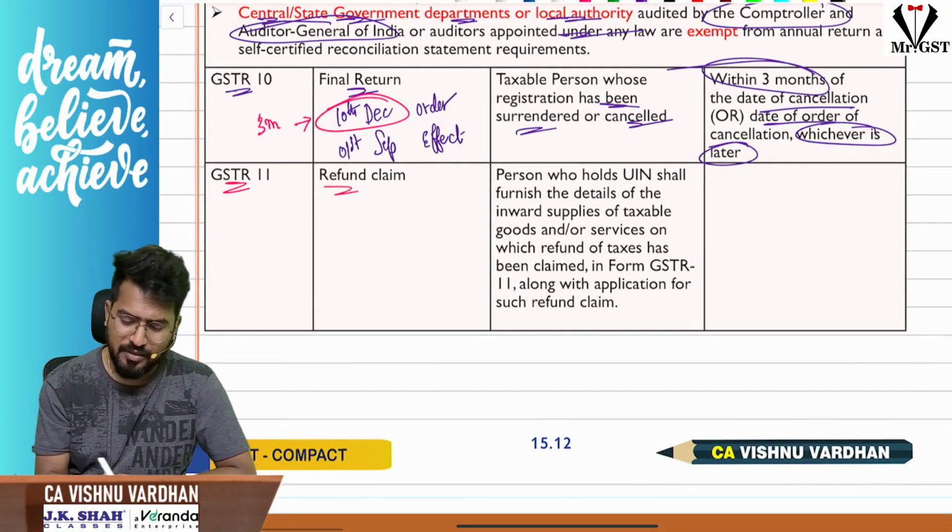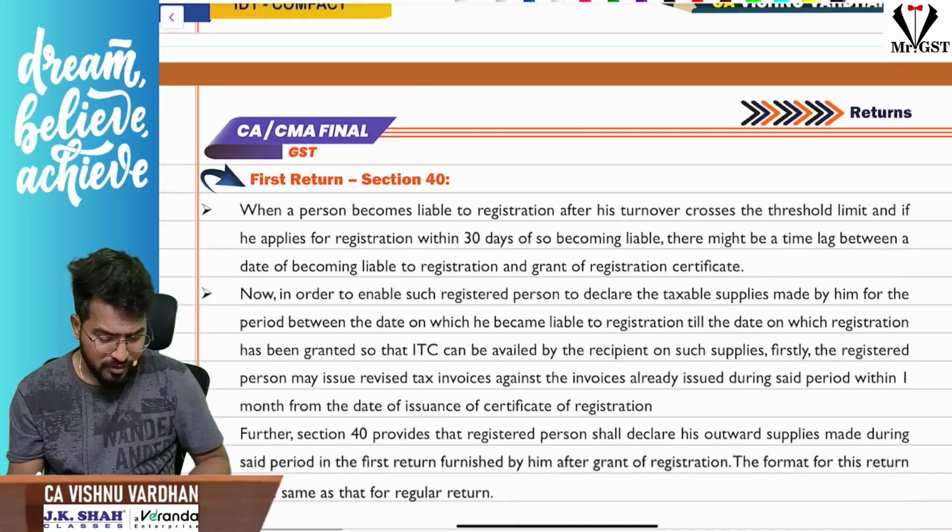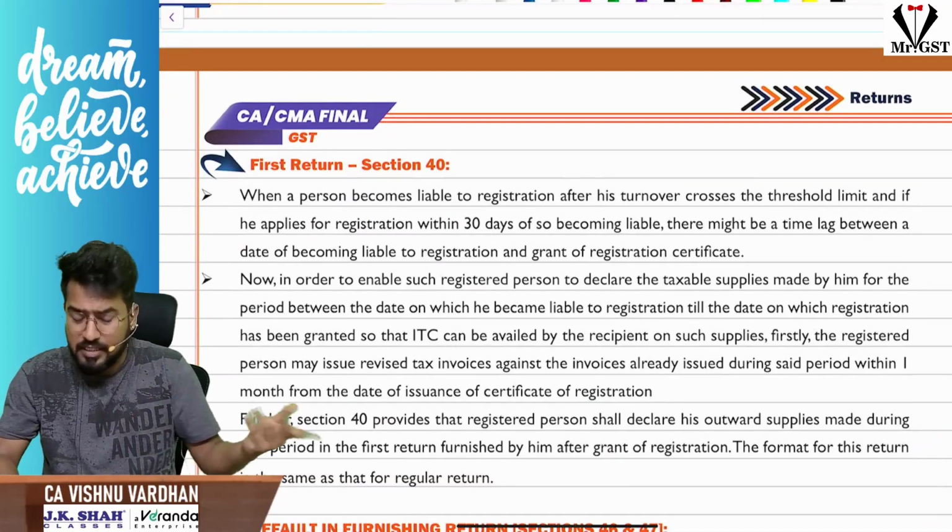Next, GSTR 11 is nothing but refund claim for people holding UIN and all the stuff. So they can use the form GSTR 11 whenever they want to have this refund. They can apply through GSTR 11 and get the refund.